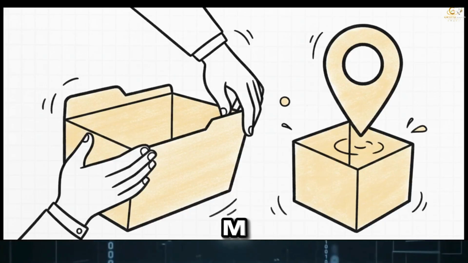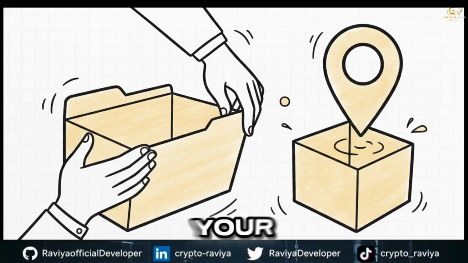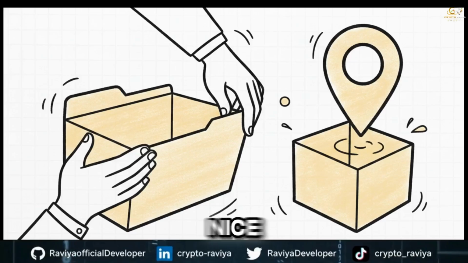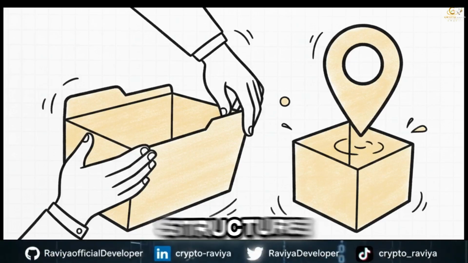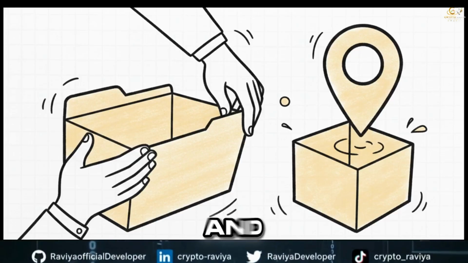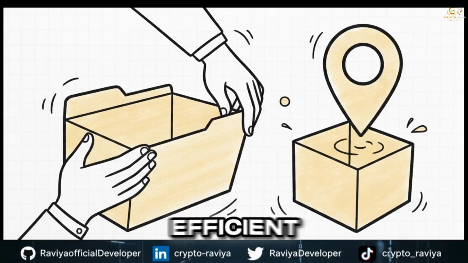Step 1, initialize. We're going to type mkdir -p and then a path, like your desktop/cyberlab/target logs, to create a nice nested folder structure. Then, we just cd into that exact path to change our context and step right into our fresh new workspace. It's simple, fast, and super efficient.